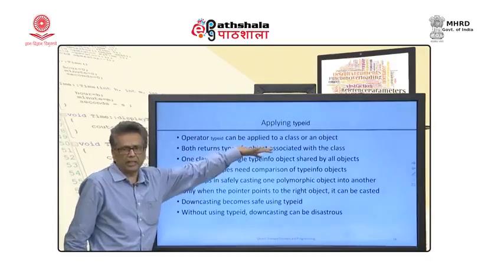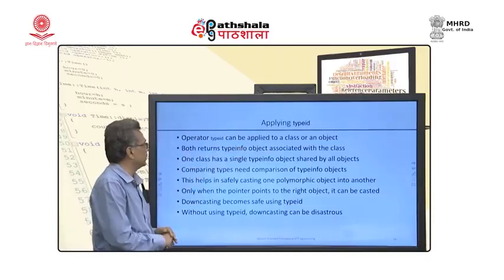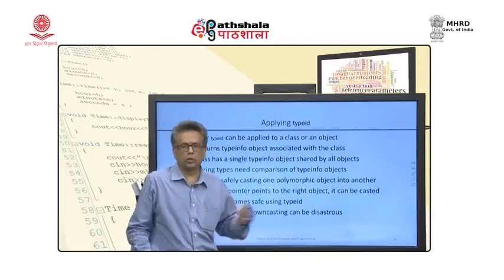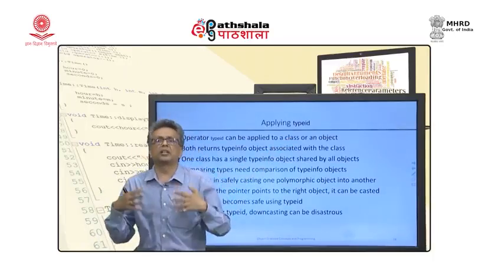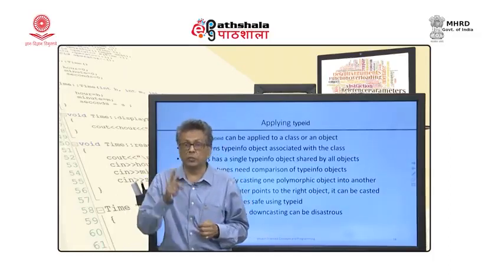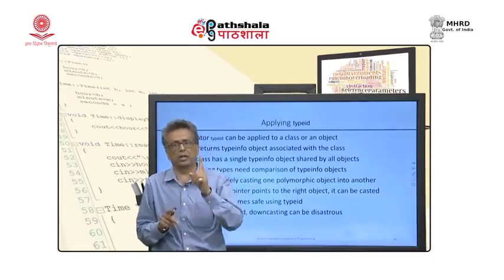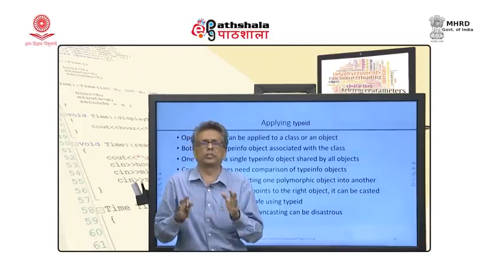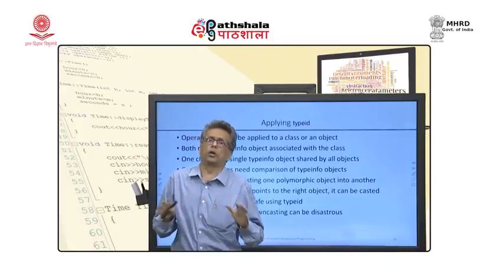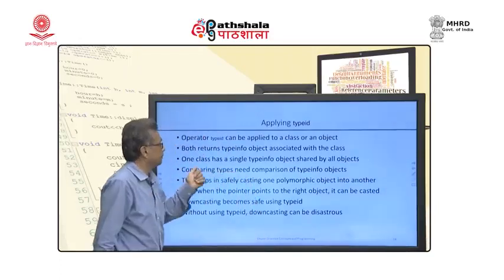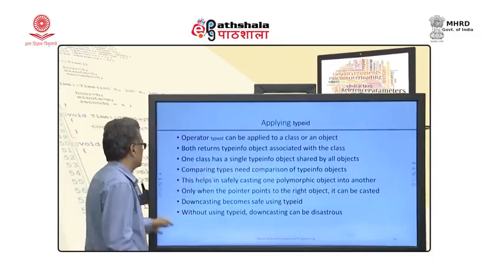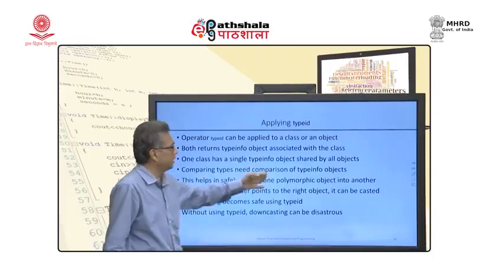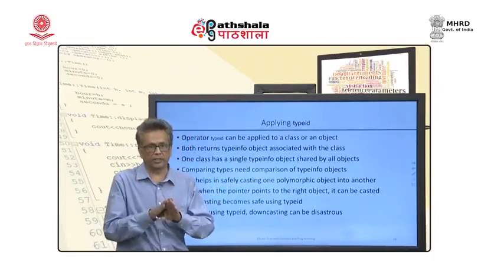Applying typeid can be done in 2 different ways. You can apply it to a class or an object. In either case, it will return the type_info object associated with the class. Please understand, there is a single type_info object associated with a class, which is shared by all objects. Comparing types needs comparison of type_info objects.